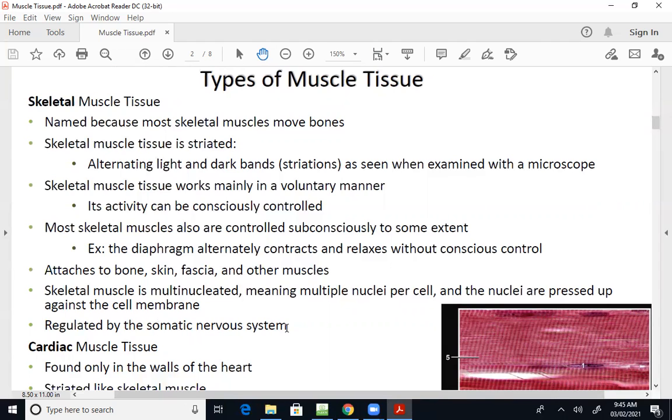Not all of you anyways, the ones of you in phys absolutely should know that, which is a division of our nervous system. We'll talk about the somatic and autonomic nervous systems here in a couple of weeks when we actually talk about the nervous system in this class. But we purposely mentally control our skeletal muscle for the most part. Some skeletal muscles are also subconsciously controlled to some extent, like your diaphragm, which is going to alternately contract and relax, without our conscious control.